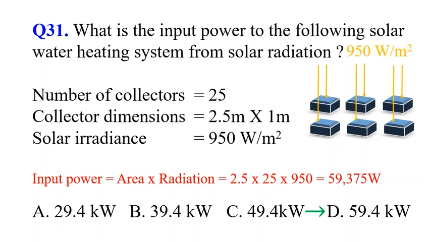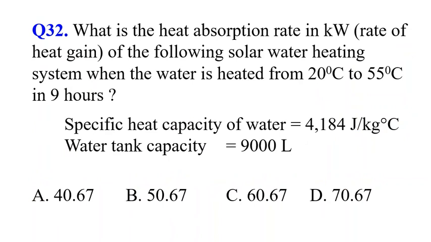So the input power is going to be area multiplied by the radiation. So you have to calculate the total area. That means one collector area 2.5 square meters into 25 into the radiation. The radiation value is 950. You will end up with 59,375 watts, that is 59.4 kilowatts approximately. The answer is D. Question number 32.